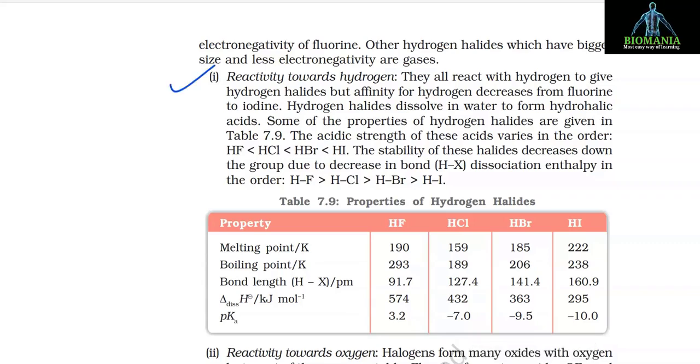Number 1. Reactivity towards hydrogen. They all react with hydrogen to give hydrogen halides, but affinity for hydrogen decreases from fluorine to iodine. Hydrogen halides dissolve in water to form hydrohalic acids. Some of the properties of hydrogen halides are given in table 7.9. The acidic strength of these acids varies in the order HF < HCl < HBr < HI. The stability of these halides decreases down the group due to decrease in H-X bond dissociation enthalpy, in the order HF > HCl > HBr > HI.